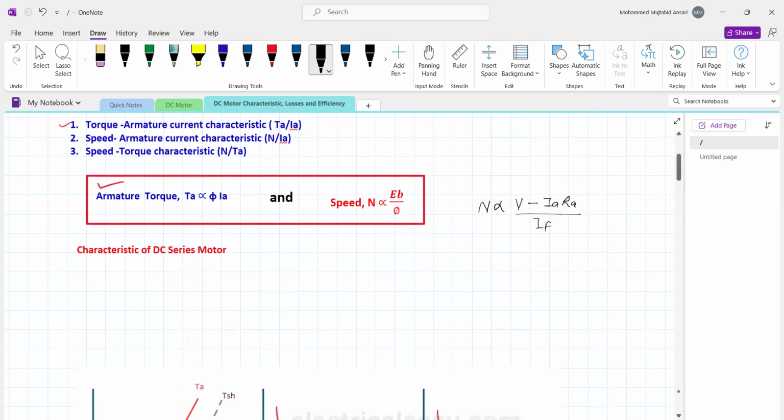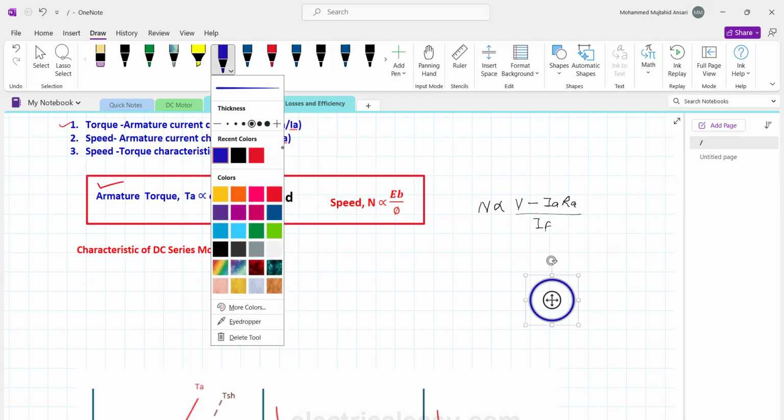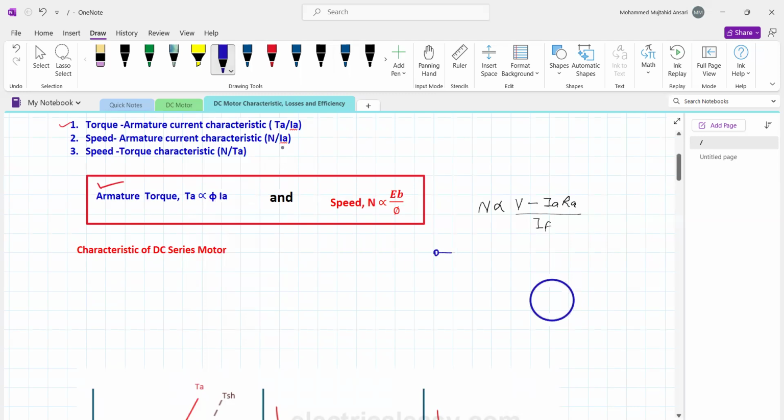For the DC series motor, first we will draw the diagram. In the DC series motor, the series field winding and armature winding both are in series. The series field winding has a few number of turns as it is connected in series and it carries the full load current of the motor. So this is the simple diagram of DC series motor.